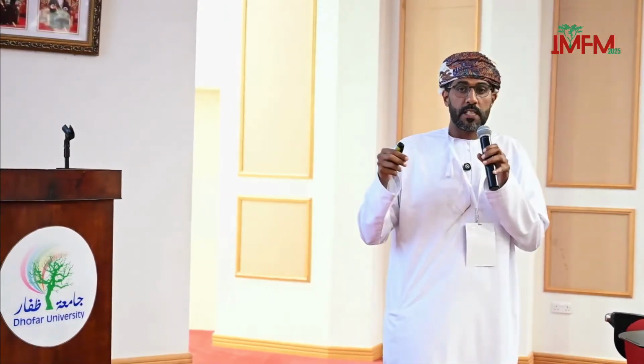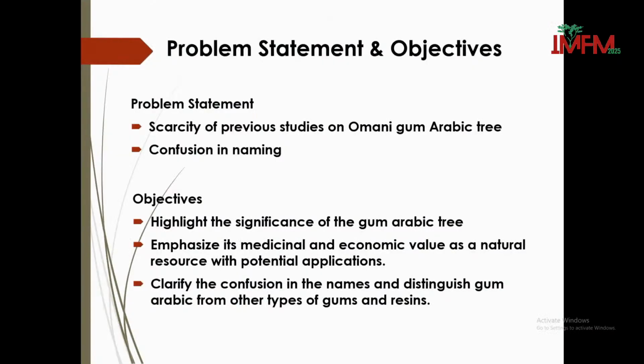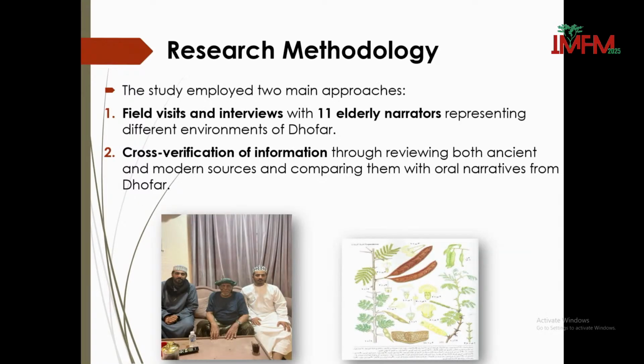So the issue is that there is a scarcity of previous studies on Omani gum Arabic trees, and also there is confusion over the naming, both of the plant itself and of the gum. So we highlight the importance of the gum Arabic tree, and we emphasize its medical and economic value. Also, we clarify the confusion about the tree. The study was done through field visits and interviews with 10 elderly narrators representing different environments of Dhofar. We also cross-verified the information by reviewing both ancient and modern sources and comparing them with what we got from the people.